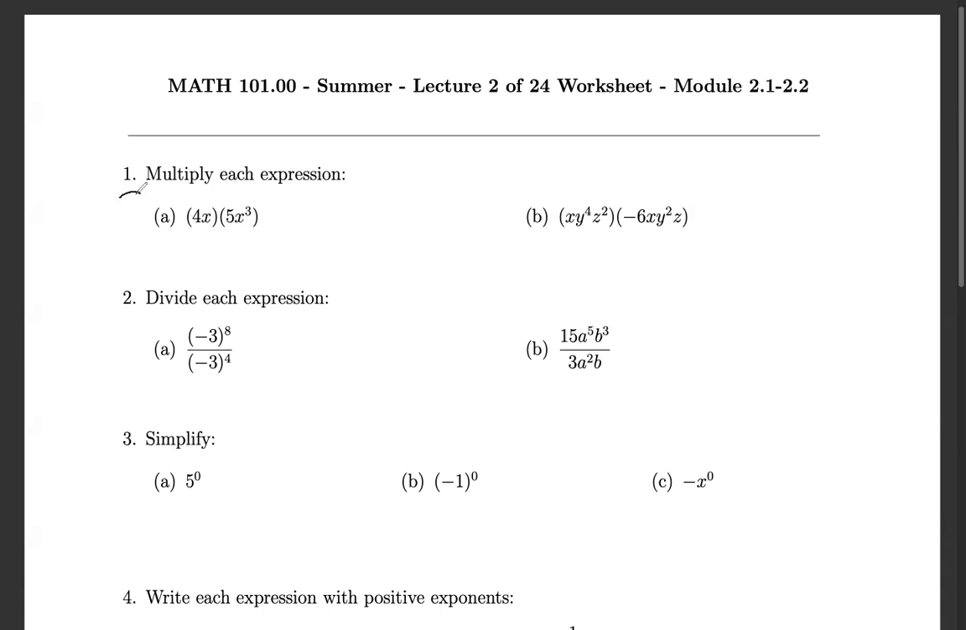So the first one is multiplying each expression. We have 4x multiplied by 5x raised to 3. So we multiply number with number. 4 times 5, that's 20.